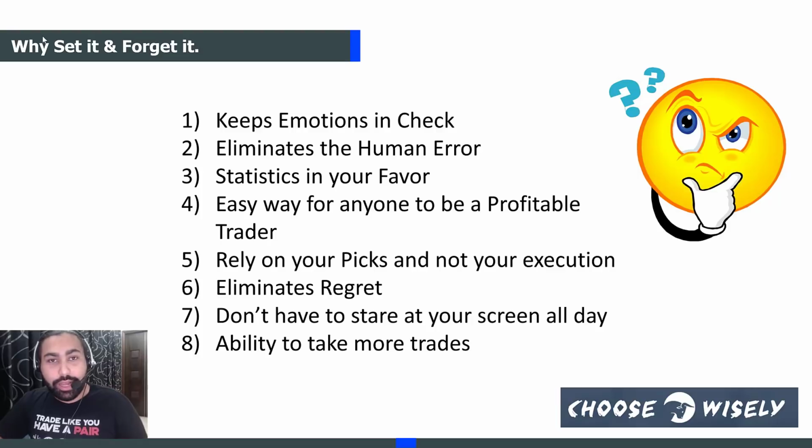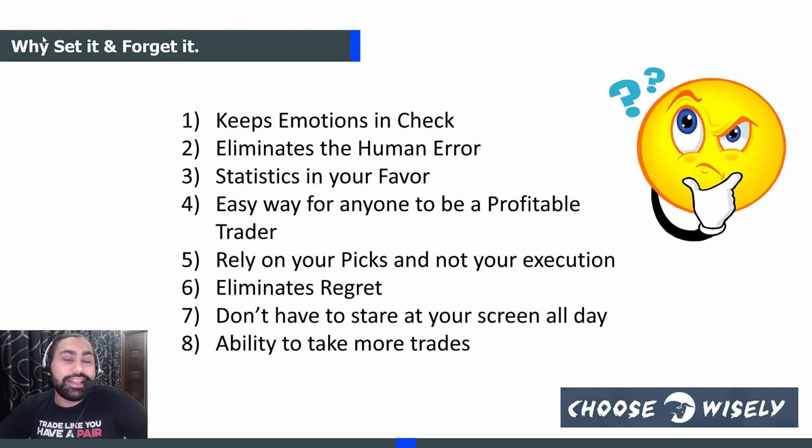So once you get the technicals down, once you've learned chart analysis, once you've learned the patterns and you're not profitable, this is the approach for you, right? Try this and let me know how it goes, right? I can assure you, this is a surefire way for anybody to turn into a profitable trader. Again, assuming you have all the other knowledge as well. So by doing a set it and forget it type of methodology, you are relying on your picks, right? You are relying on your ability to pick the right stocks. As long as you can do that, you're going to be fine, right? So you're relying on your stock picking skills, and not your execution, right?